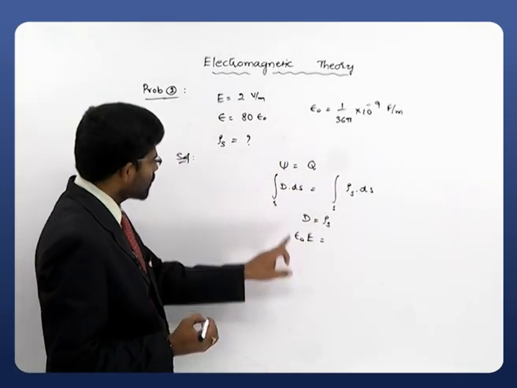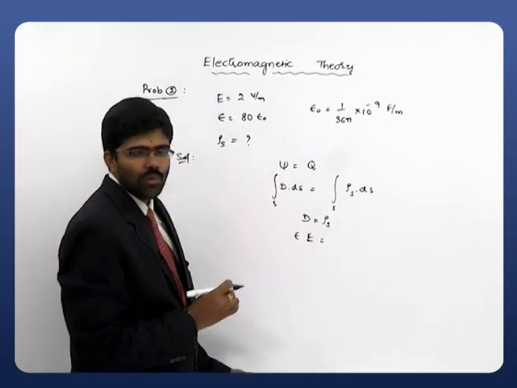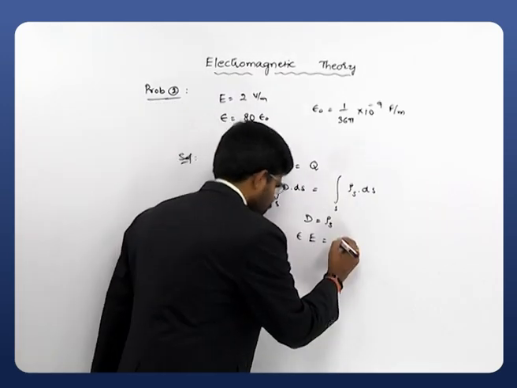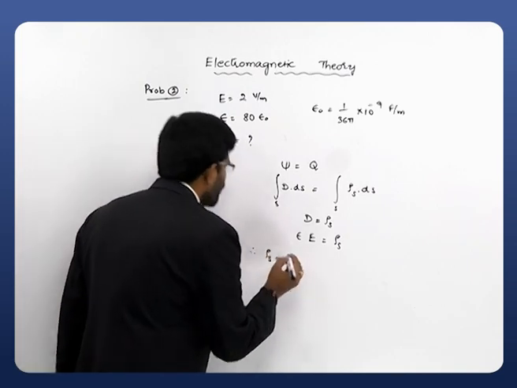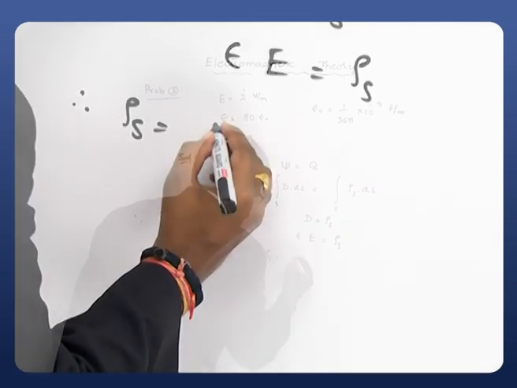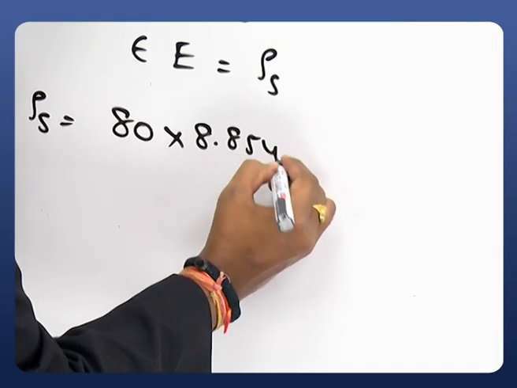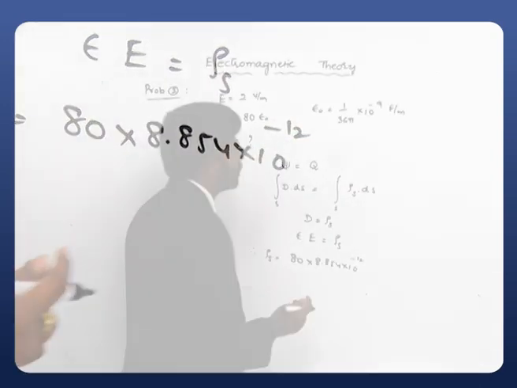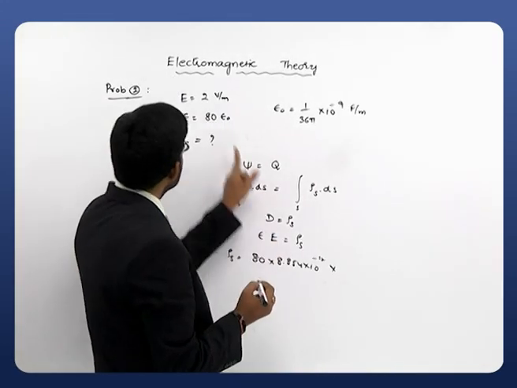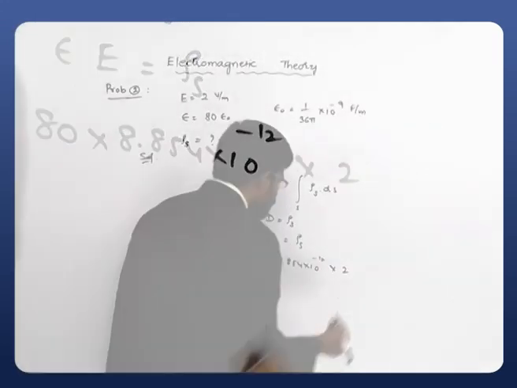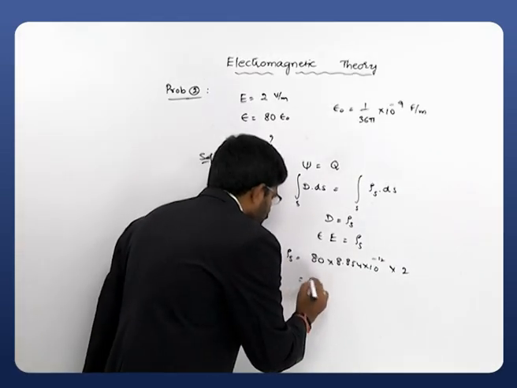Since it is a material that I am considering, directly it is not epsilon naught E, so I will write this as epsilon E is equal to rho s. Therefore rho s is equal to, what is epsilon here? 80 into epsilon naught. That 80 into epsilon naught can be written as 8.854 into 10 power minus 12. That is equivalent to what I am writing here: 80 epsilon naught into what is the electric field intensity? Simply it is 2.